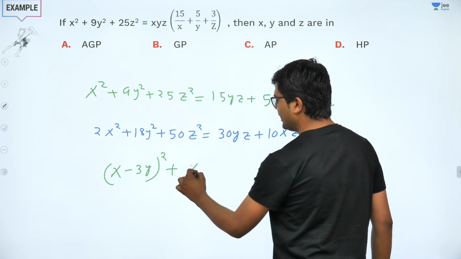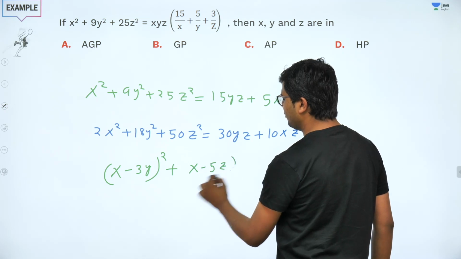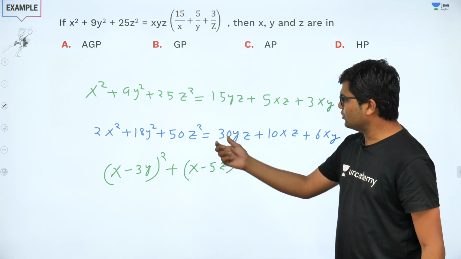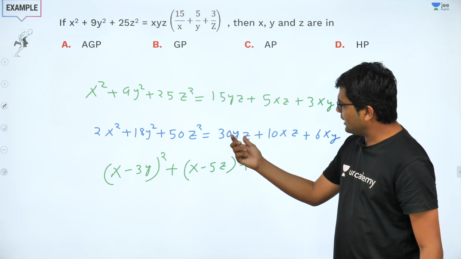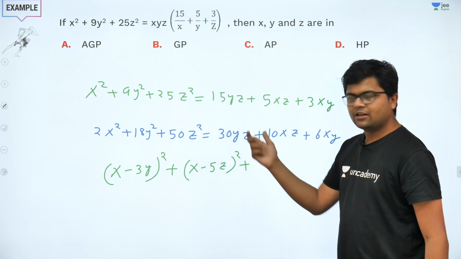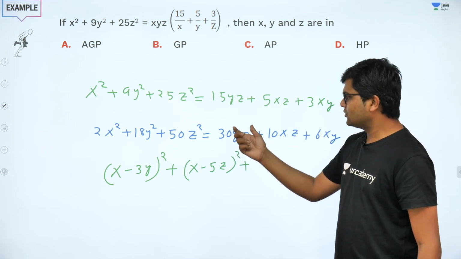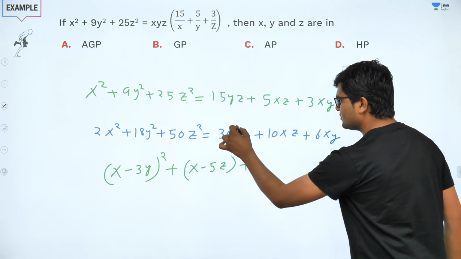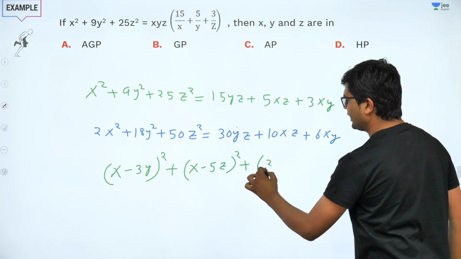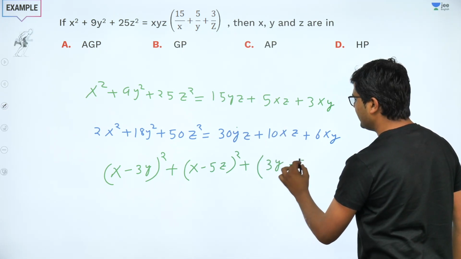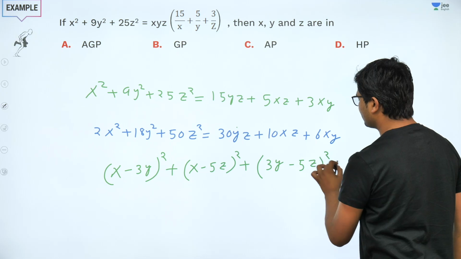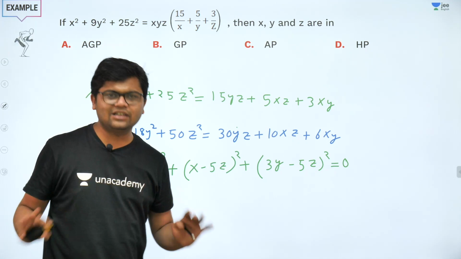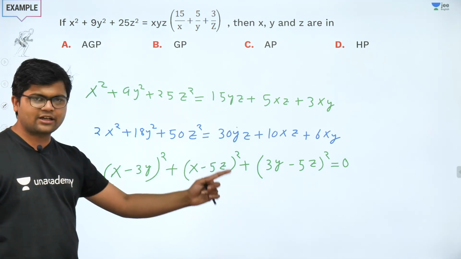So it will form x minus 5z whole square plus, now for this term you write 2 into 3y into 5z, that is 30yz. So it will require 9y square and 25z square. So these 3 terms can be written as 3y minus 5z whole square equal to 0. So this is the perfect square that I need to form, and it can be very easily understood. There is no problem in that. Getting my point now?